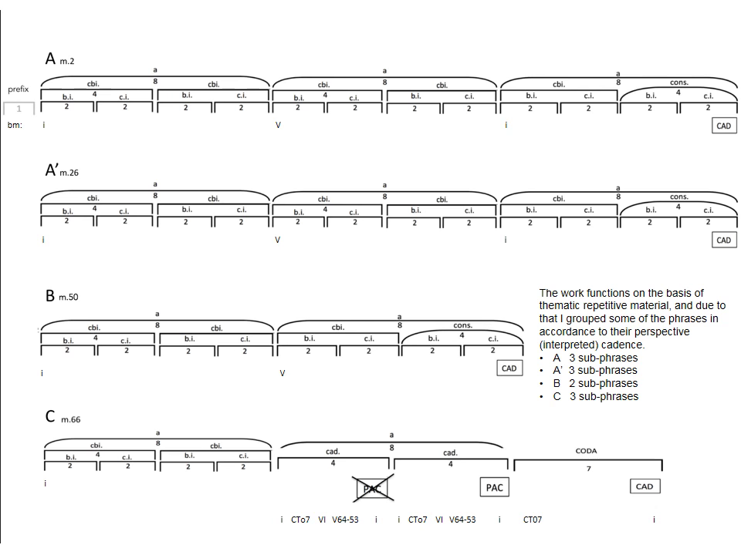Notice that these sections consist of subphrases. So it's just phrases that are smaller than the overall larger phrase. Notice that in the A section, the A prime section, and the C section, there's three subphrases. In the B section, there's only two subphrases.